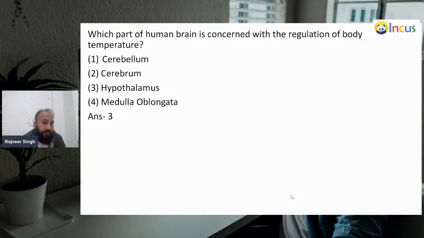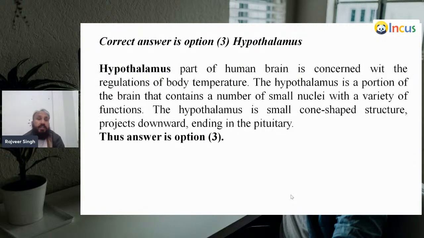Next question is about which part of the human brain is connected with the regulation of body temperature: cerebellum, cerebrum, hypothalamus, medulla oblongata. Hypothalamus is the right answer, because this part of the human brain is connected with the regulation of body temperature. The hypothalamus is the portion of the brain that contains a number of small nuclei with a variety of functions. It is a small cone-shaped structure that projects downwards and ends in the pituitary. So the answer is the third.